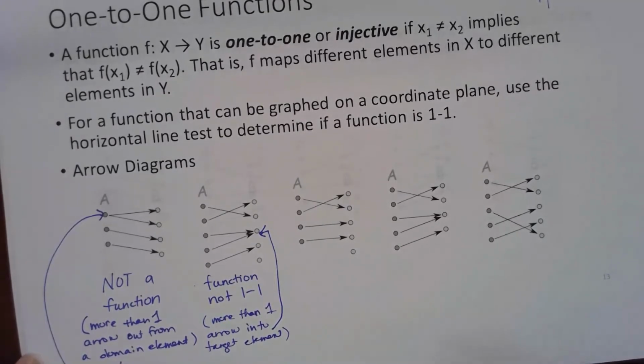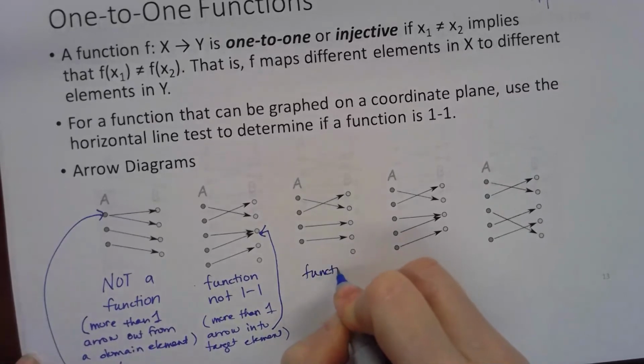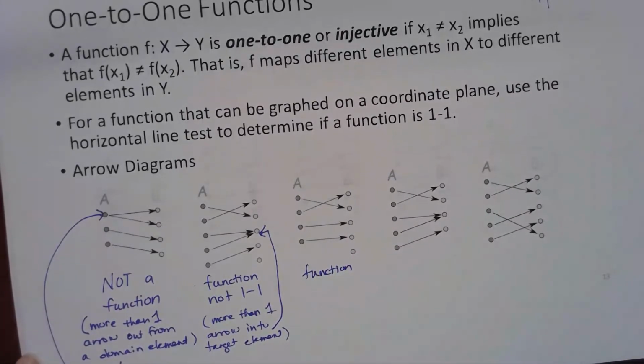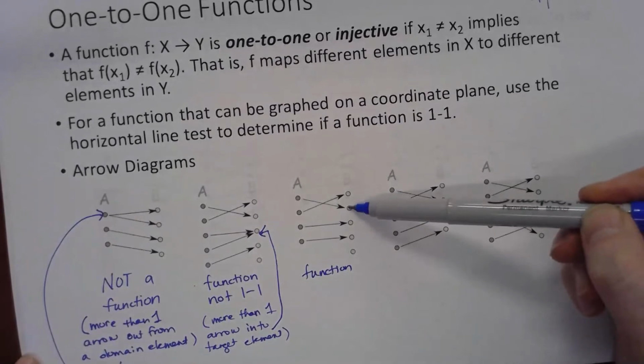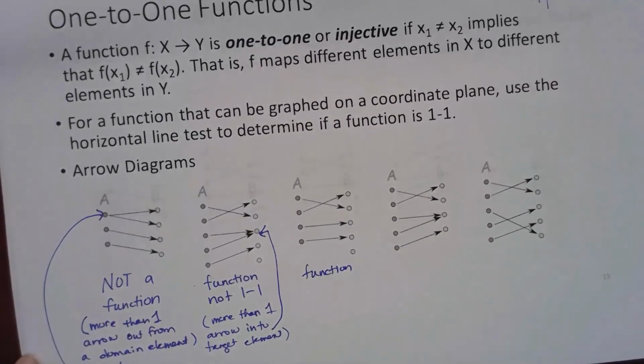So then if I look at this one, okay, is it a function? One arrow out, one arrow out, one arrow out, one arrow out. Definitely function. Is it one-to-one? One arrow in, one arrow in, one arrow in, one arrow in. Okay, so that's the way that I can check them. So this one is one-to-one.